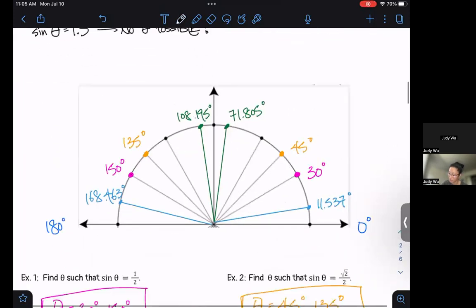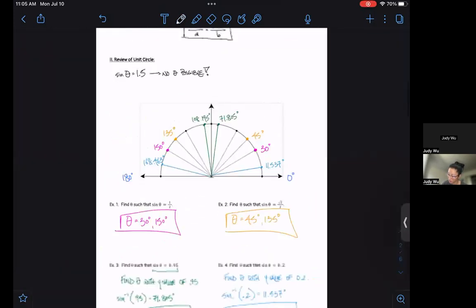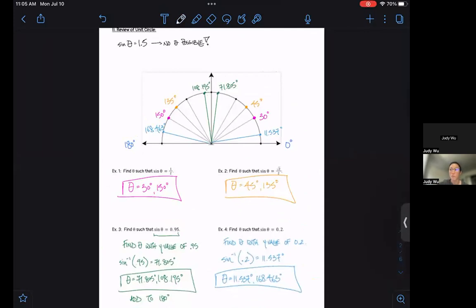All right, let me get this all on one page for you. Okay, so quick review of some important things on the unit circle. Come on back for part 2, where we actually take a look at some examples.